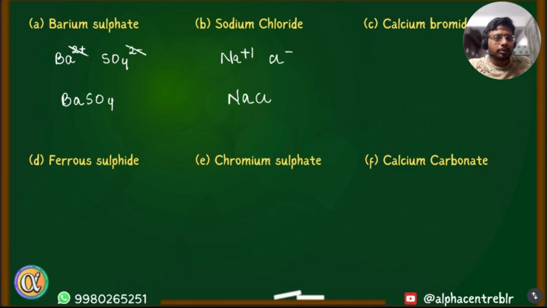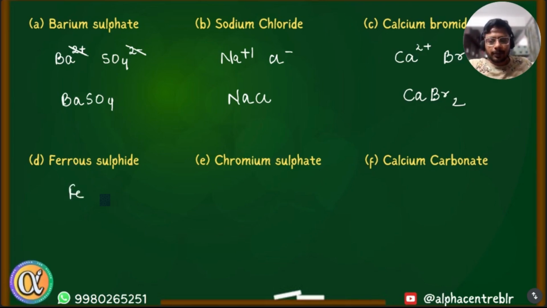Okay, calcium bromide, Ca 2 plus, and bromine is Br minus. Br minus, 1. Yeah. Okay, so it's therefore CaBr2. Very good.